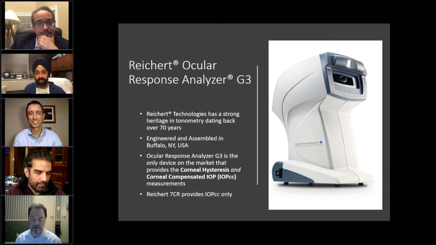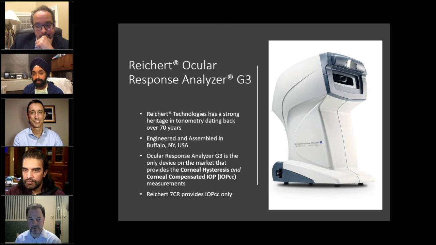Reichert's been involved in tonometry going back more than 70 years now, believe it or not. We are probably the largest single player in the tonometry business. We manufacture the TonoPen, the beloved Pneumatonometer, non-contact tonometer. We invented the Ocular Response Analyzer. So we have a deep and long heritage in tonometry. These devices are engineered and assembled a couple hours south of where Ike is right now, here in Buffalo, New York. And this is the only device on the market that provides corneal hysteresis and corneal compensated IOP, with the exception of the Ocular Response Analyzer's child, the 7CR, which only provides the IOPcc measurement.